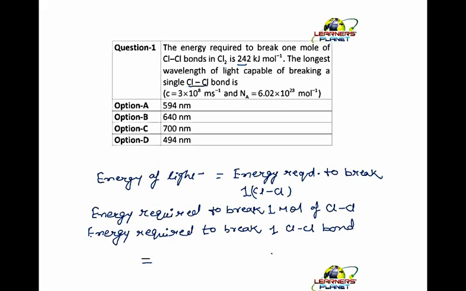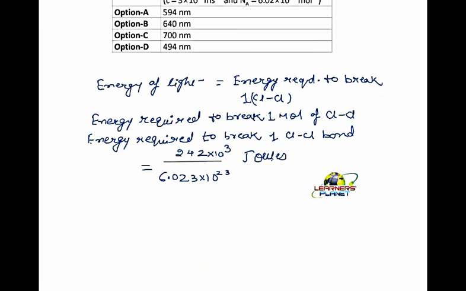The energy required to break 1 mole is 242, and how many bonds will be there in 1 mole? That is 6.023 into 10 to the power 23. It is given in kilojoules, so I'll convert it into joules, multiplied by 10 to the power 3 joules. Now this energy is equal to the energy of the light.